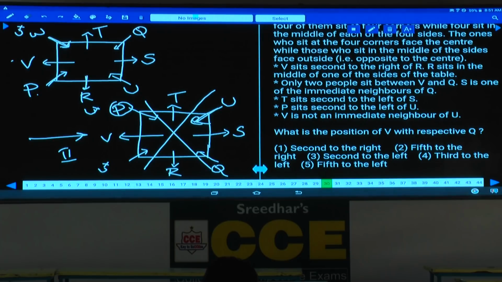What is the position of V with respect to Q? V is here and Q is here. Position of V with respect to Q, V is third to the right. Third to the right, choice? And where is it given here?